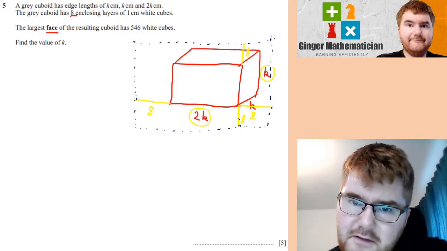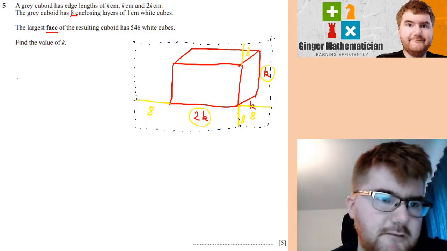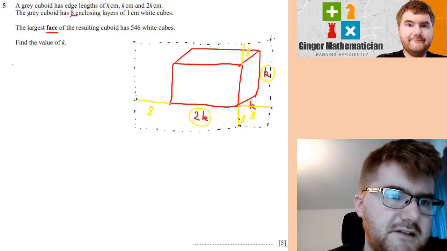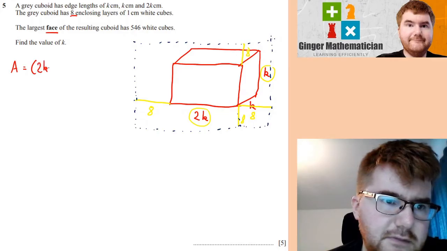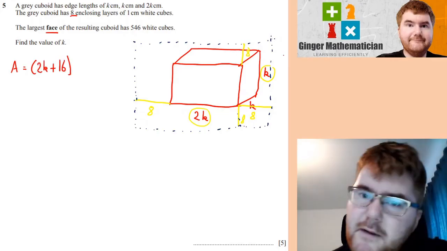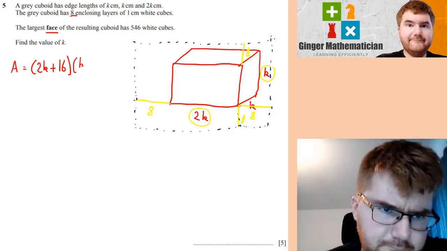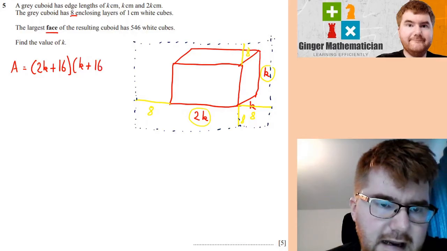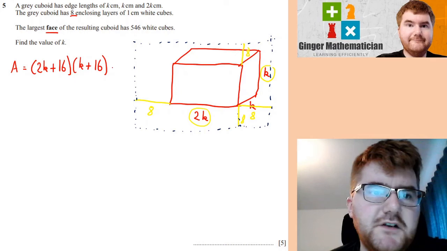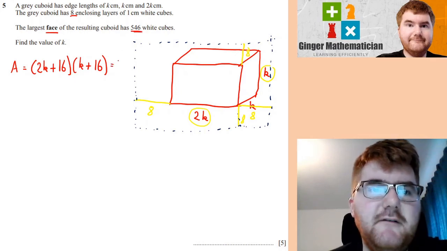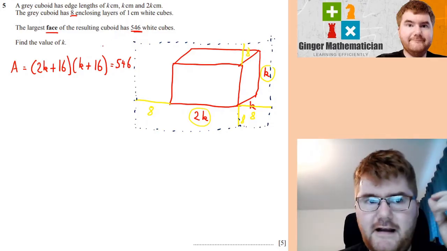Well, the length of it is equal to 2k plus 8 plus 8, which is equal to 2k plus 16. So the area of the face, I'm going to put A is equal to 2k plus 8 plus 8, that's 16, multiplied by this new height, which is k plus 8 plus 8, which is 16. So the new face is going to have an area of (2k plus 16) times (k plus 16). But we are told in the question that the area of this is equal to 546. And we need to work out the value of k.